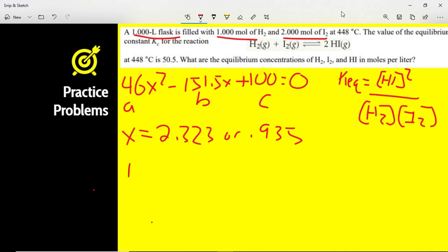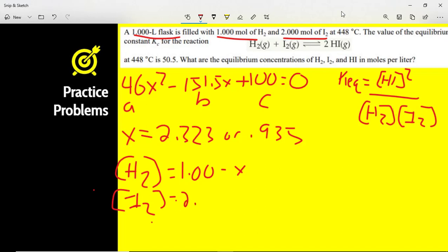Remember, H2, the concentration at equilibrium, was equal to 1.00 minus x. I2 was 2.00 minus x. And HI was 2x. So if we look here, one of these two answers is going to be correct. It can't be 2.323 because we can't have a negative concentration. So we plug in 0.935 for x, and that will tell us the equilibrium concentrations for all three.